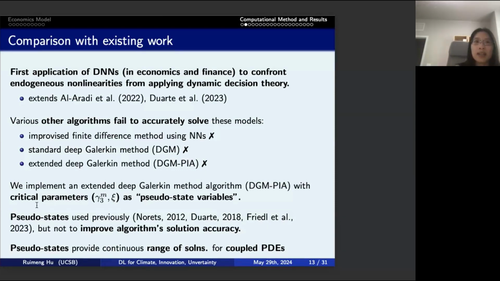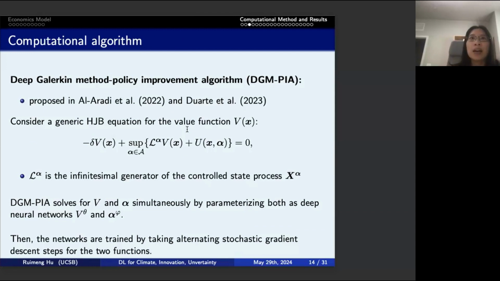Okay. We also want to mention that pseudo states were already used in the past literature, but never for the purpose of improving the algorithm accuracy. So let me highlight our algorithm. I will illustrate it using a very abstract version of the HJB equations. I don't want to write down the HJB equations fully explicitly, as that will take the whole slide. So let's take the abstract version where V is the value function and X represents all the state variables. L alpha is the infinitesimal generator of the control process, and alpha summarizes all the strategies, which are I_D, I_G, and I_kappa.